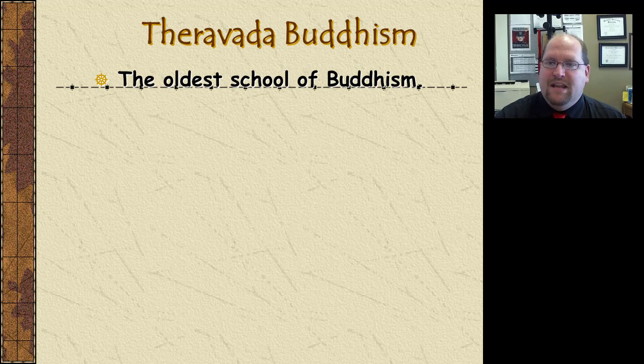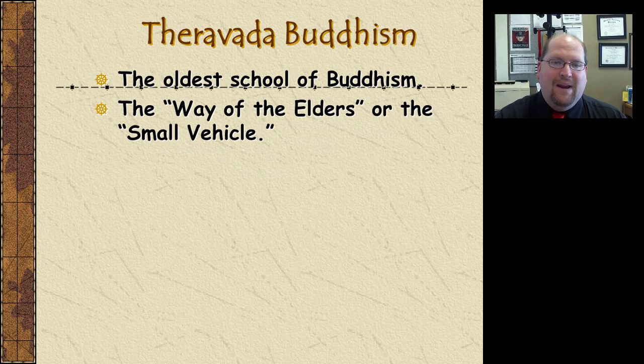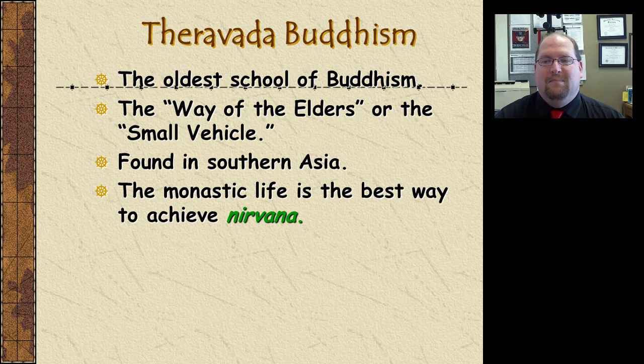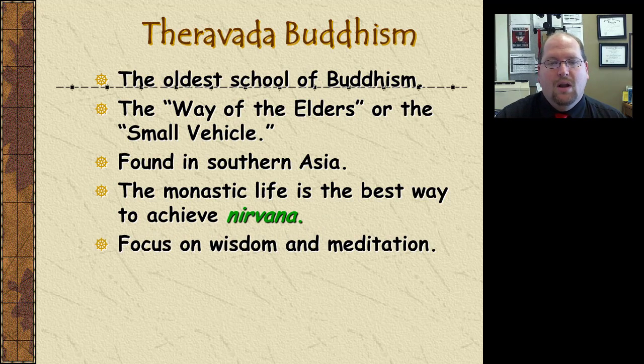First, we have the Theravada Buddhism. This is the oldest of the schools of Buddhism. Translated, it means the way of the elders, or small vehicle. This sect was found in southern Asia and believed that one may achieve nirvana by living a monastic life, meaning that they live in a monastery with only those other types of people practicing the same beliefs at the same time. Their time in the monastery is spent focusing on wisdom and meditation with the ultimate goal of becoming a Buddha or an enlightened one.